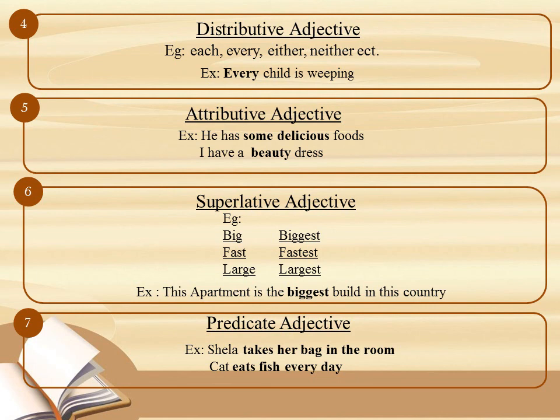For example, Sheila takes her bag in the room. And the second example, Cat eats fish every day. In the sentence, Sheila takes her bag in the room, Sheila is subject, takes her bag in the room is a predicate adjective.